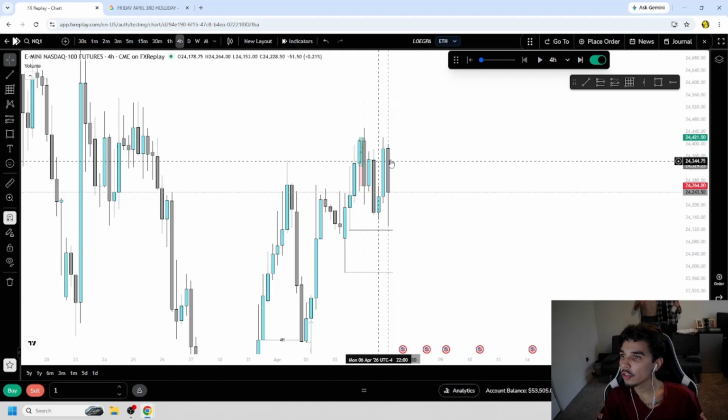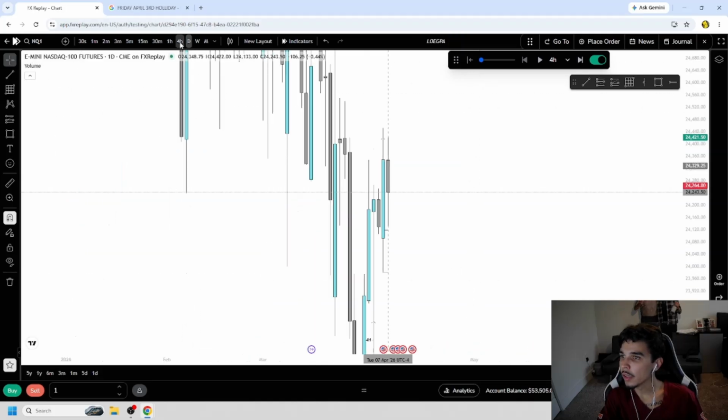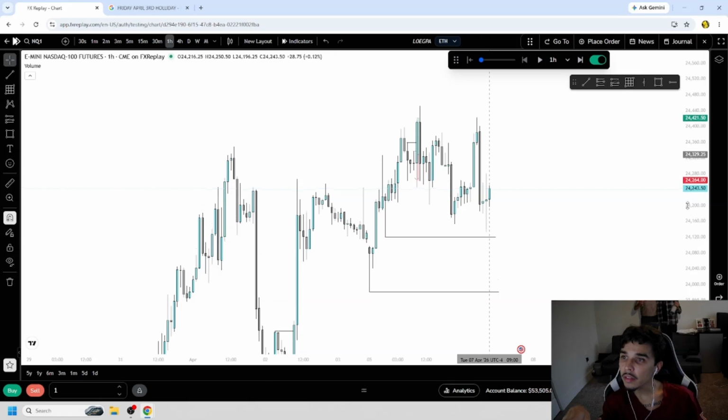Looks like we are rejecting off of basically nothing. We're still continuing to stack LR. So the 4 hour is really not telling me much. The daily is not telling me much. We did inverse this daily fair value gap though on the previous day. So that is telling me something.